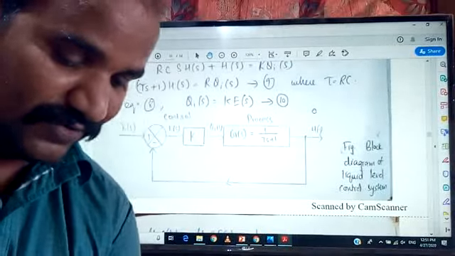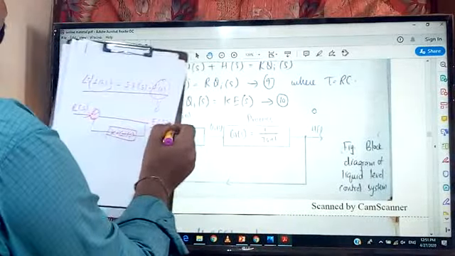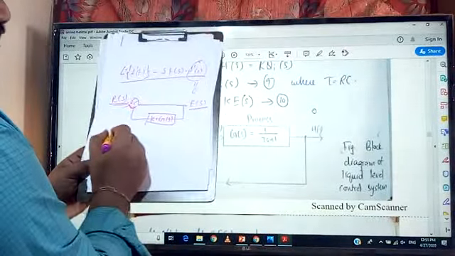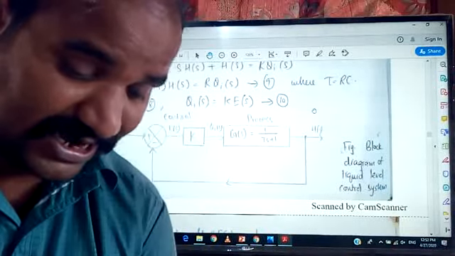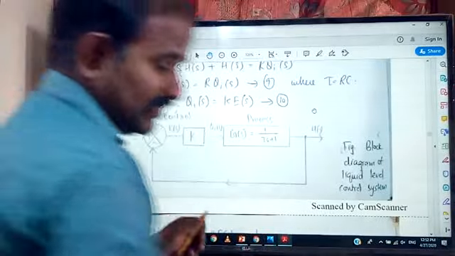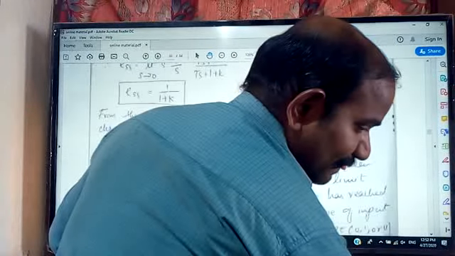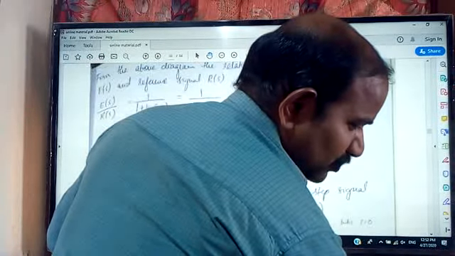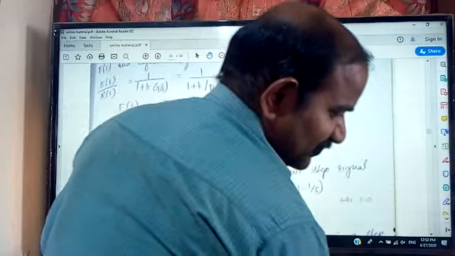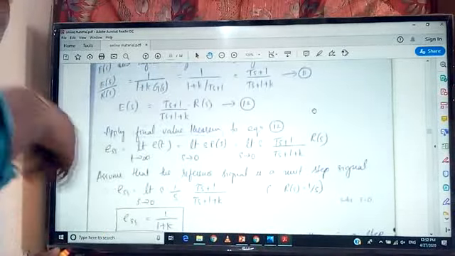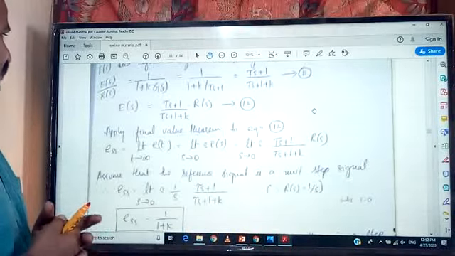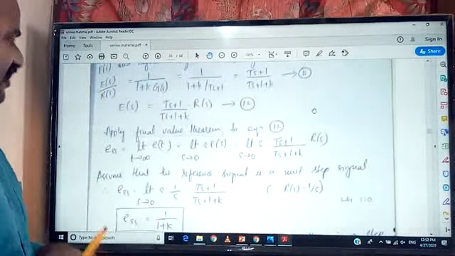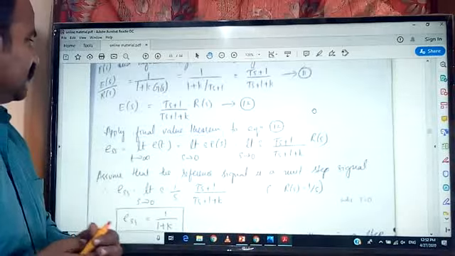So for this particular one, output is the E of S, input is the R of S. I would like to write the equation, that is the relation between the E of S and R of S, which is there in the material. As we don't have the board, it is very difficult for me to represent everything following the material. Without following the material, we can easily have the analysis.